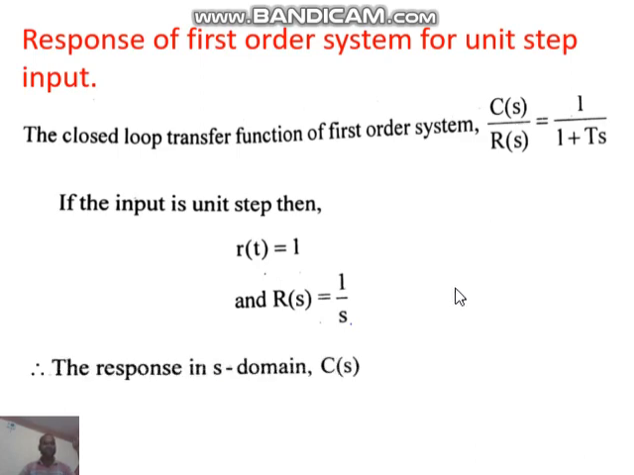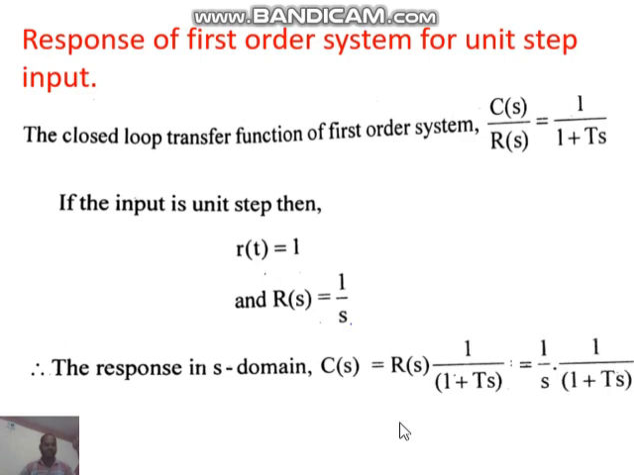So now we want to find the response. The response in the s domain, C of s, is equal to R of s into 1 by 1 plus Ts, because the transfer function C of s by R of s is equal to 1 by 1 plus Ts. Now the R of s value is 1 by s for the unit step input. So substitute R of s equal to 1 by s in this equation. Therefore, C of s is equal to 1 by s into 1 by 1 plus Ts. This is the C of s value.